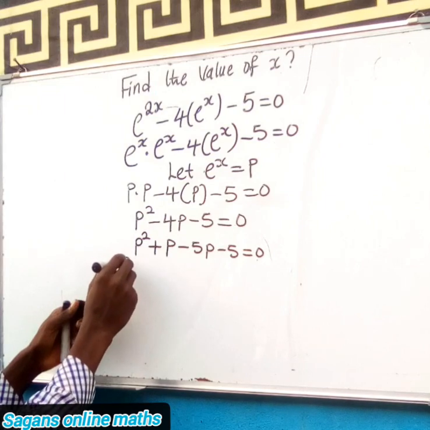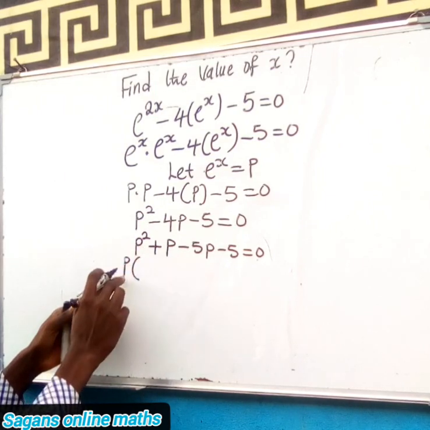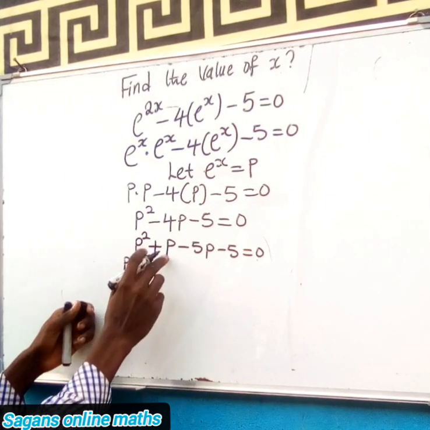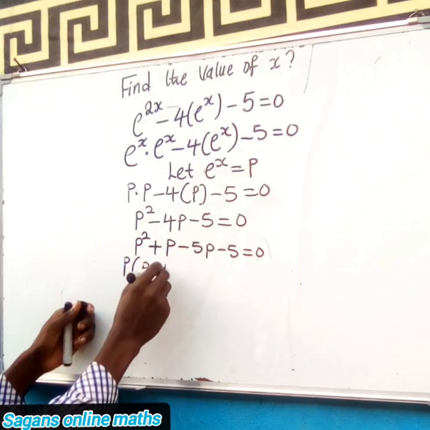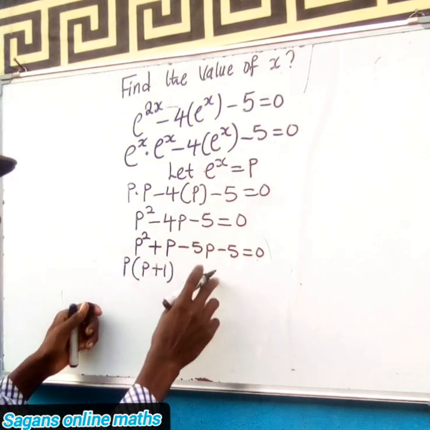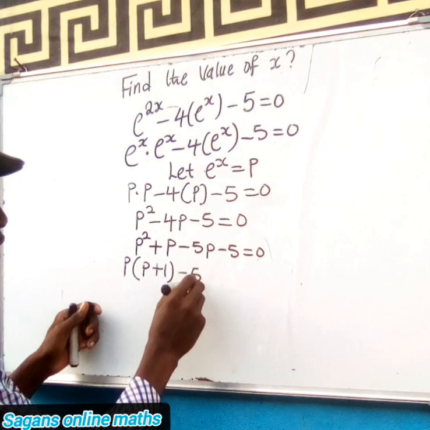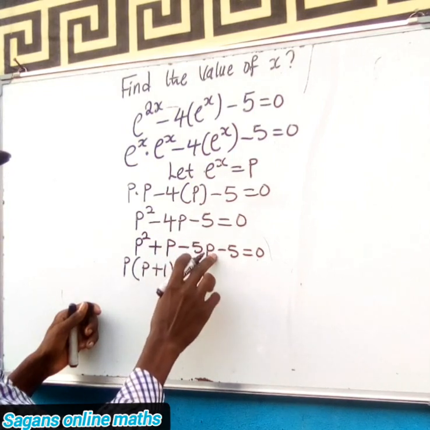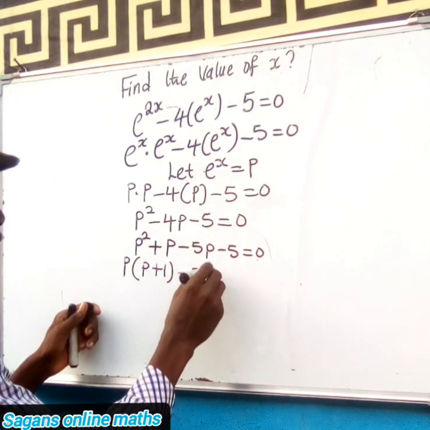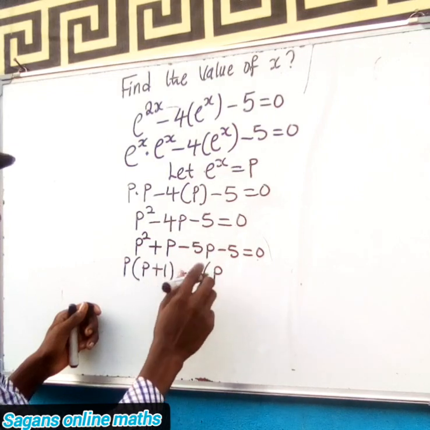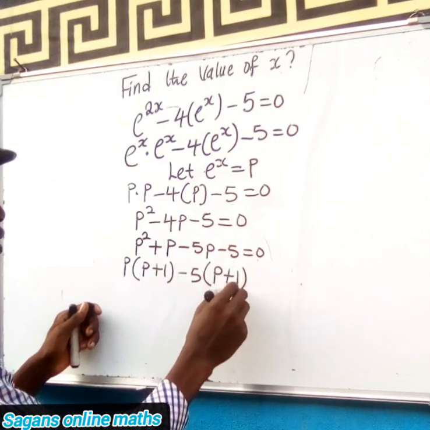I bring out p, since p is common. p squared divided by p is p. Then p divided by p is plus 1. You can see what is common here: minus 5 is common. I factorize this out. Minus 5p divided by minus 5 is p. Minus 5 divided by minus 5 is plus 1. All this equals 0.